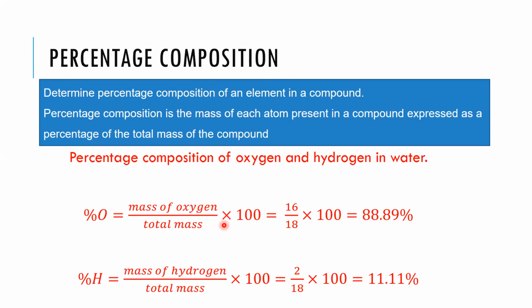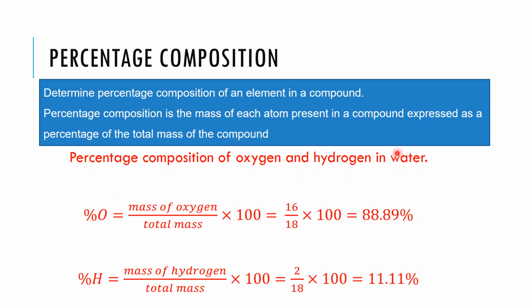I'm going to show you its basic percentage calculation, which is what we use in maths. You already know about this. What is percentage composition? The percentage composition is the mass of each atom present in a compound, for example H2O, water, whose atoms are oxygen and hydrogen, expressed as a percentage of the total mass of the compound.